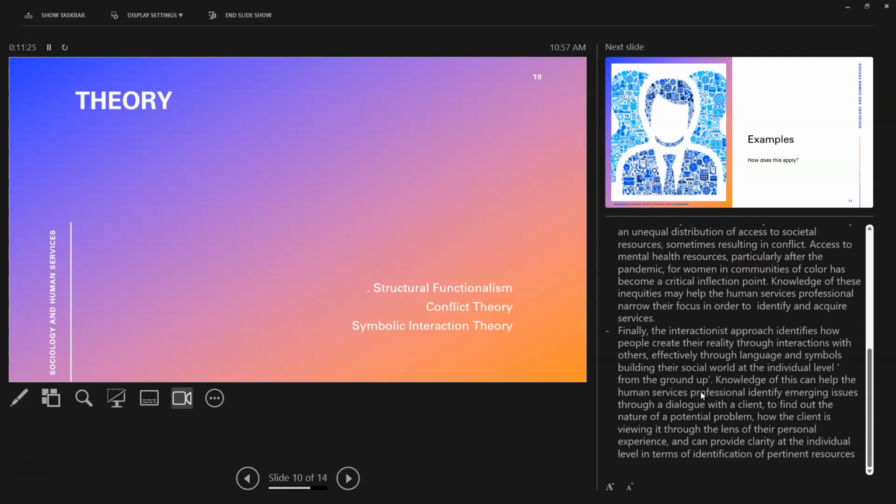Finally, the interactionist approach identifies how people create their reality through interactions with others, effectively through language and symbols, building their social world at the individual level from the ground up. Knowledge of this could help the human services professional identify emerging issues through a dialogue with a client to find out the nature of a potential problem, how the client is viewing it through the lens of their personal experience and their narrative, and it can provide clarity at the individual level in terms of identification of pertinent resources.